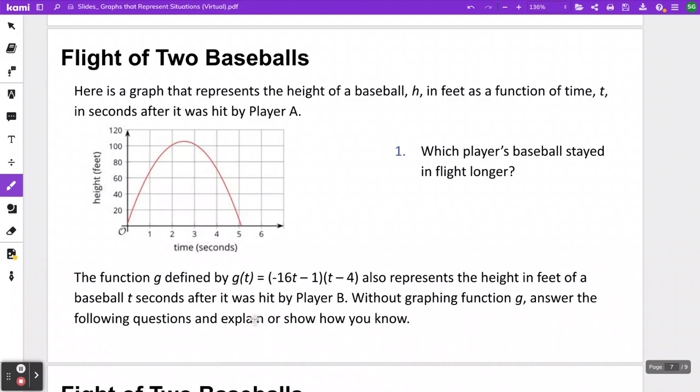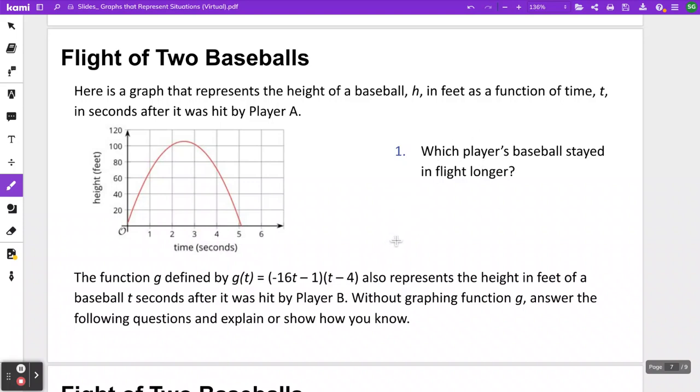So in this story, we have two different players. Player A's baseball is represented by this graph. For Player B's baseball, we don't have a graph. Instead, we have this equation here. The question we are answering is which player's baseball stayed in flight longer? And the key to answering that question is figuring out what feature we are trying to identify. We've been talking about three: the y-intercept, the x-intercept, or the vertex. Which one is going to help me answer this?